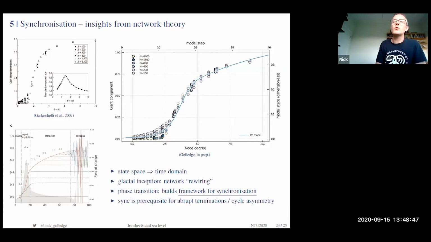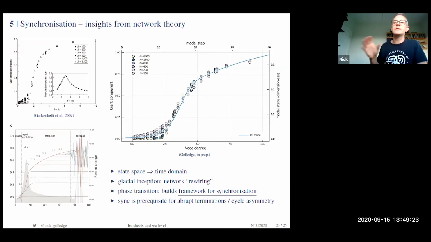Now, of course, there's no causal link here. One is in state space, the other, my stuff, is in the time domain. But by looking at these two things together, we can start asking, what's happening during this period of rapid change in the glacial-interglacial cycle? My idea here is that this rapid change is the glacial inception. This is when the climate system is essentially doing some rewiring. It's building connections that are global, not local, and it's essentially building this framework for synchronization.